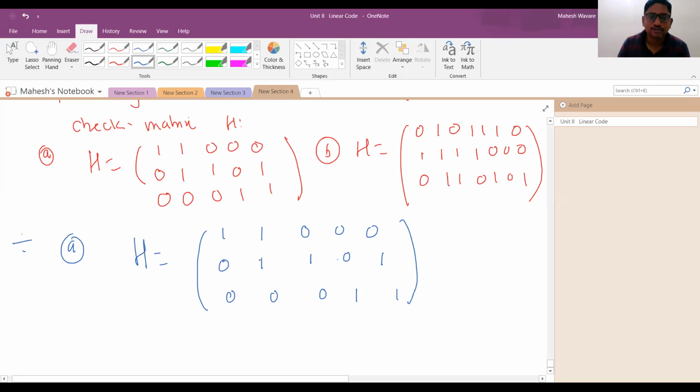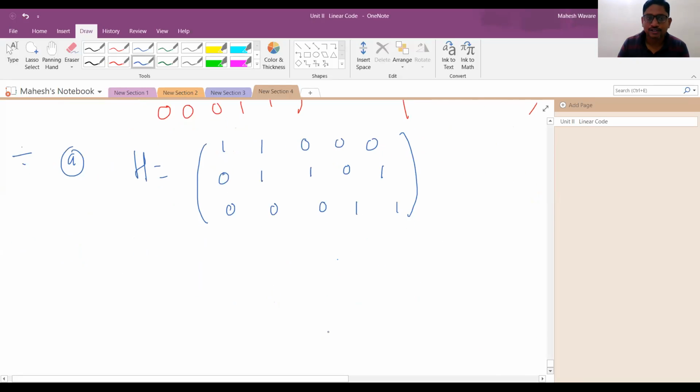We can convert it into standard form, but before that, your generator matrix must be in row reduced echelon form. So your first step here is to obtain the row reduced echelon form of this matrix H, and then try to convert it into standard form. H is the generator matrix for C perp, which means it is the parity check matrix for C.